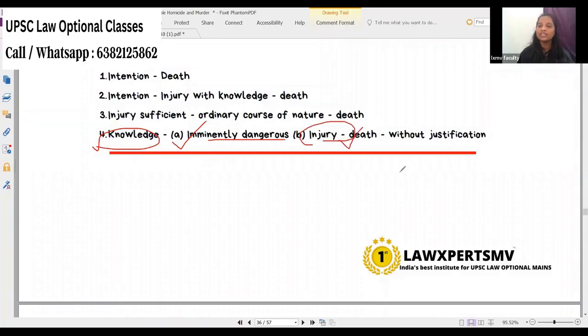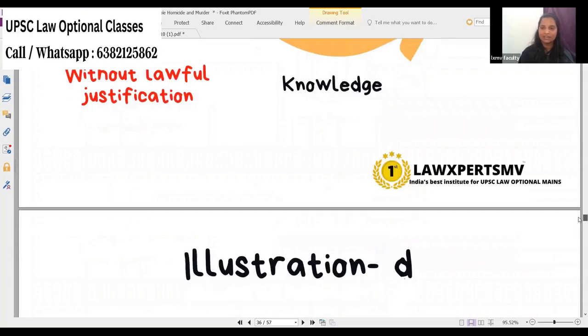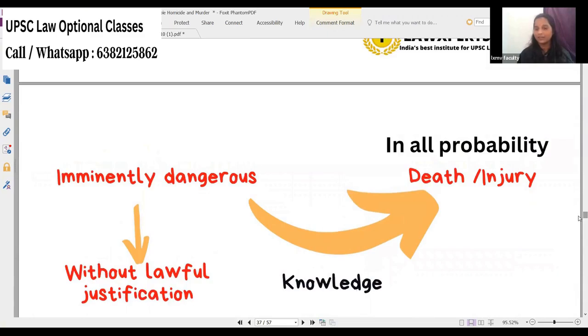And if you do all these without a lawful justification, then you fall under clause 4. Don't worry about how you're going to write the ingredients, because they have been retained in this slide. First, you must do an act. This act must be imminently dangerous, very, very dangerous. The moment you commit the act, it becomes dangerous. That's what imminently dangerous means.